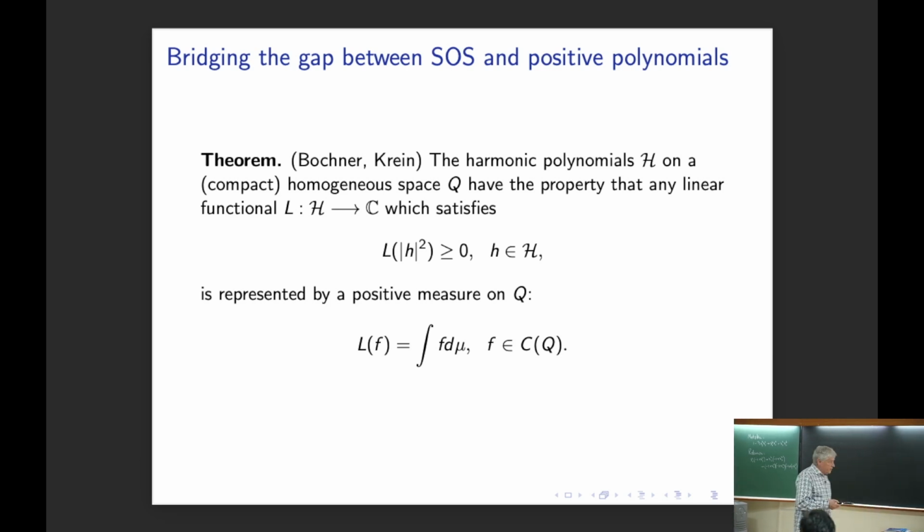So what they remarked, Krein first and then Bochner completed, is that if you have a topological homogeneous space with a group acting on it, and you consider the so-called harmonic polynomials, these are absolutely continuous functions, for instance, on the real line, or they are really spherical harmonics on the sphere, which is a homogeneous space, or elements which have a finite dimensional orbit when you act with a group. They have this remarkable property that the algebraic positivity of a functional, I call it algebraic because you check it only on the squares of harmonic polynomials, automatically implies that there exists a positive representing measure.